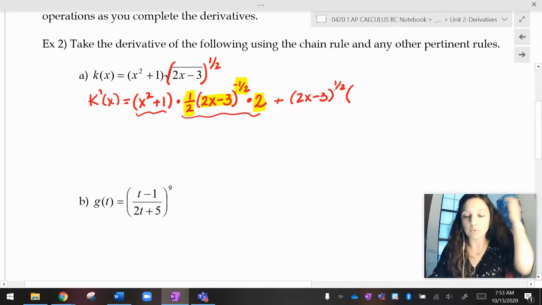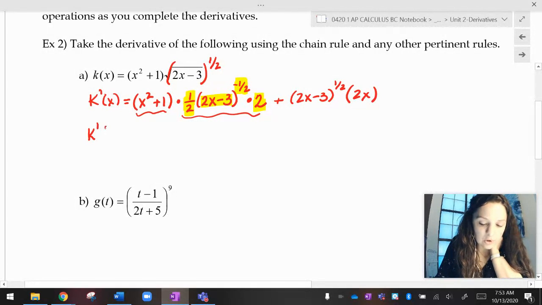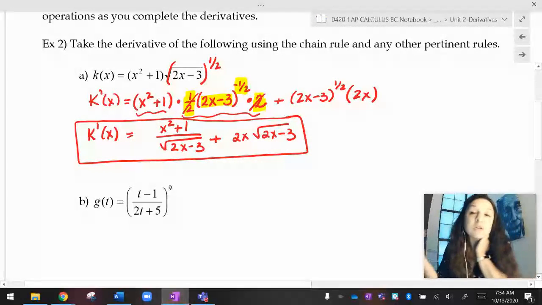The derivative of x squared plus 1 is 2x. And I'm going to simplify it just to make it look a little bit nicer. Technically, you could walk away here, but this is begging for those to disappear. And then maybe I do want to write this as x squared plus 1 over the square root of 2x minus 3 plus 2x root 2x minus 3. And again, I think that looks better. I don't know if it's any easier, but it looks better. So there's my derivative for k.